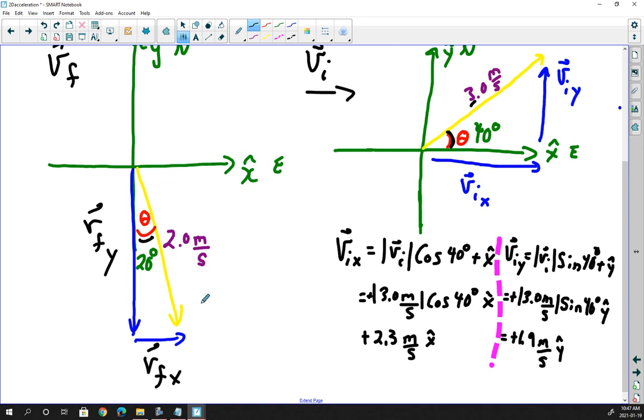So that's what these two vectors look like. The object was traveling in this direction with this magnitude, 3 meters per second. And then 1 second later, it's traveling in this direction, 2 meters per second in this direction. Now, the way we really want to do this is to plug this all in to our equation for acceleration. Let's take a look at that.